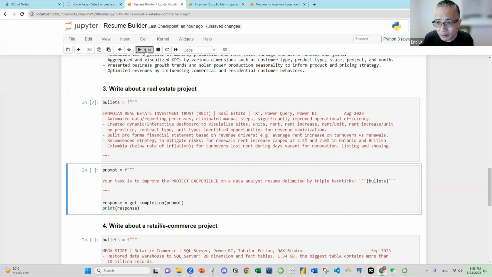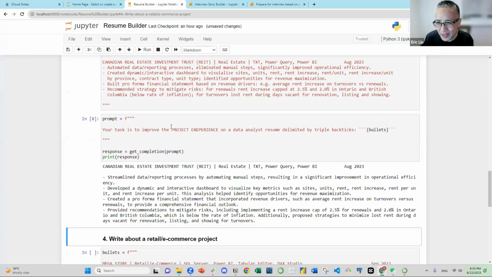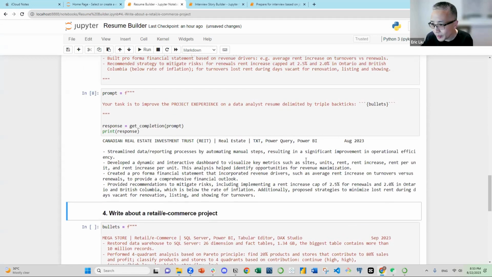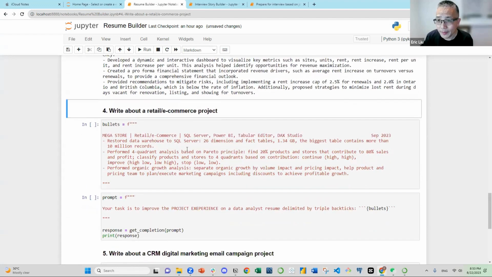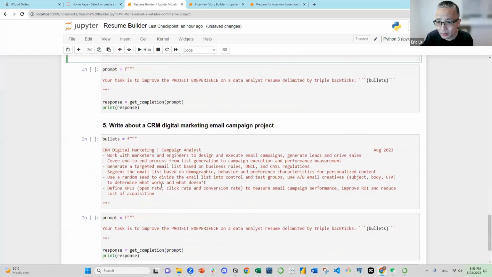And let's see what OpenAI can do to improve this. Is this better? Streamline data, significant improvement, develop a dynamic. I think it's pretty much more or less the same, right? Yeah, I think it's more or less the same. Okay, the next one. Read about a retail, you know what, let me skip this one. Let's go to the last one.